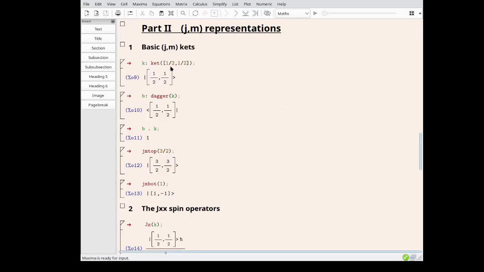So for example, if we wanted to represent the spin 1/2 Z plus state in terms of a JM ket, we would write ket and we would give it a list here that consists of the J and the M value, so that would be 1/2 and 1/2. And if it were the Z minus state, that would be given by 1/2 and minus 1/2 in the right slot.